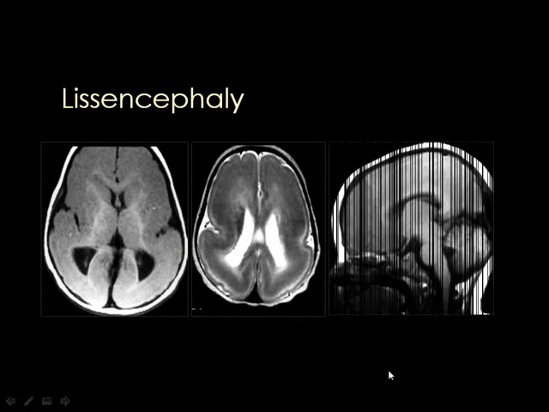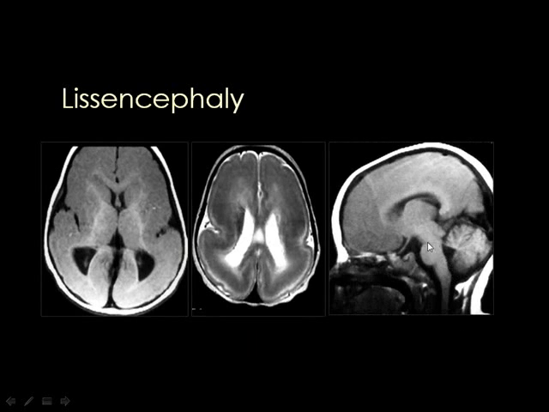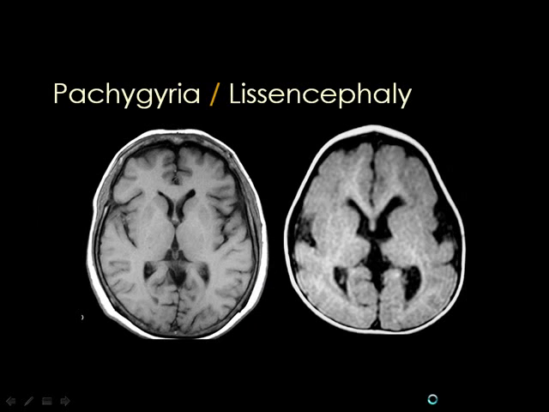Here is the lissencephalic brain, and in the sagittal image you can see that the brain stem is slightly hypoplastic. Then we come to a step before the agyria, which is the pachygyria. Pachygyria means that there are some gyri, but the gyri are broad and very thick. Look at the normal brain with the normal appearance and thickness of the gyri. But here in the pachygyria, you can see that the gyrus is very thick.